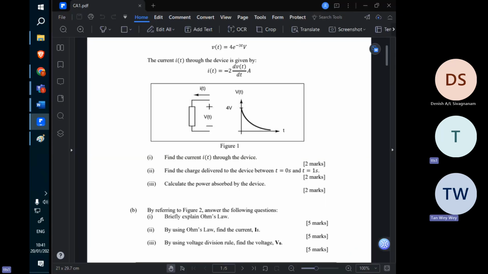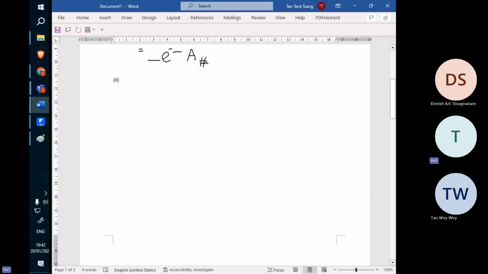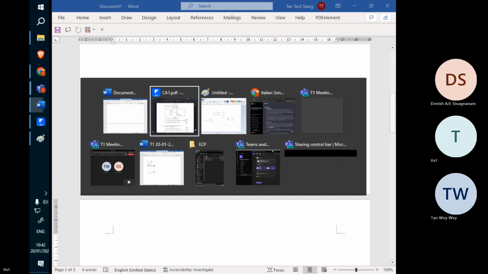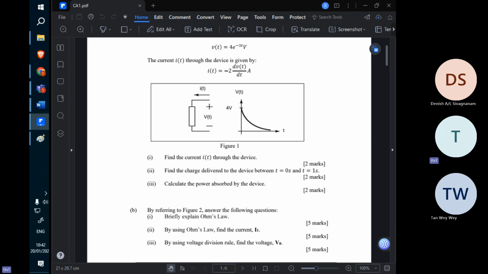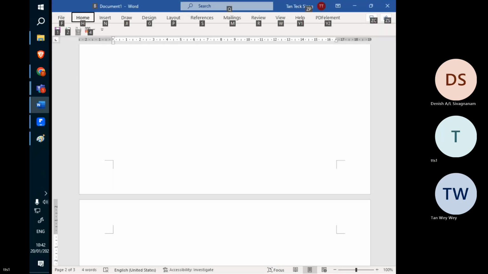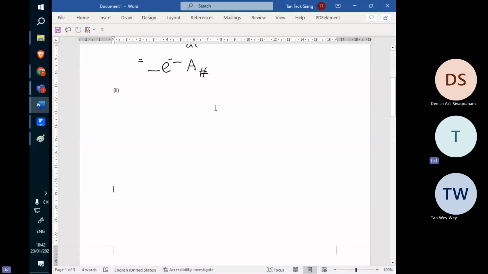Let's go back to the question. The question says find the charge delivered to the device between 0 and 1. What it means is that it wants you to use integration. It wants you to find the total charge. Let's say Q is the total charge, Q_T.